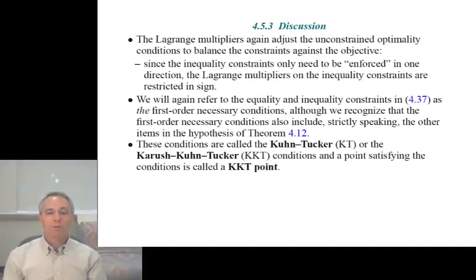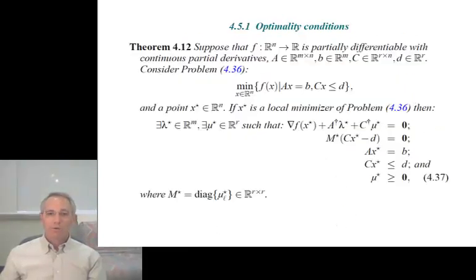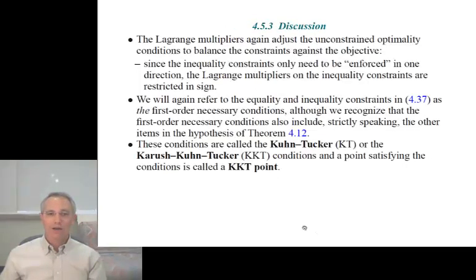So, to summarize, the Lagrange multipliers again adjust the unconstrained optimality conditions to balance the constraints against the objective. And since the inequality constraints only need to be enforced in one direction, the Lagrange multipliers on the inequality constraints are restricted in sign. Those equality and inequality constraints in 437, we'll again refer to them as the first order necessary conditions, although strictly speaking they include the other conditions in the hypothesis of the theorem. These conditions are sometimes called Kuhn-Tucker point or Kuhn-Tucker conditions or Karush-Kuhn-Tucker conditions, and a point satisfying them is called a KKT point.